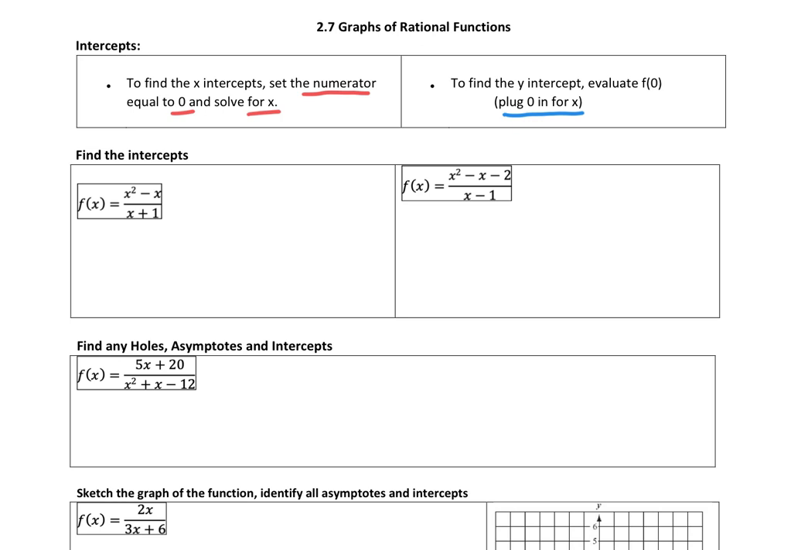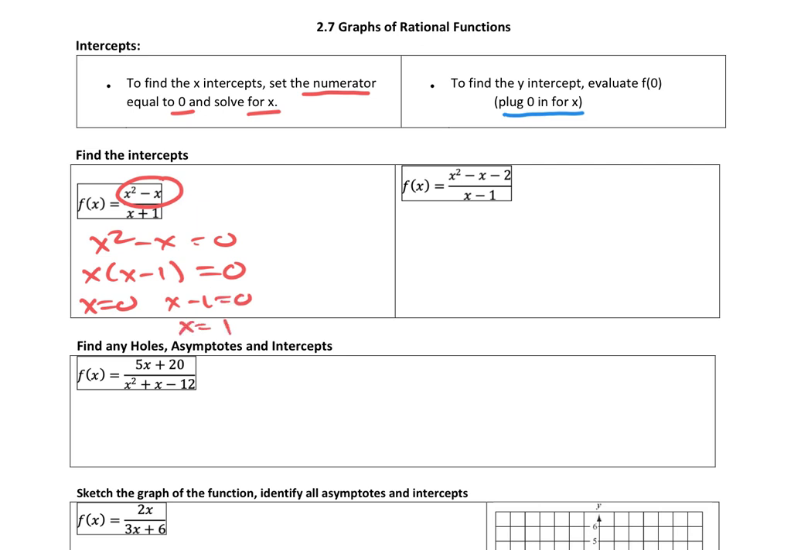Let's apply that to our first example here. I'm going to try and find both the x and y-intercept. To find the x-intercept, again, I'm going to take just my numerator and set that equal to 0. And this one's going to involve a little bit of factoring. We'll take out an x. If we do, then we get x times x minus 1 is equal to 0. And this should be familiar from Unit 2. We're going to set each factor equal to 0, and that will help us solve for our x-intercepts.